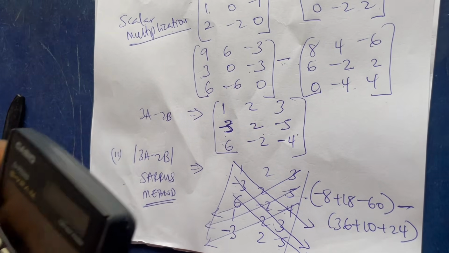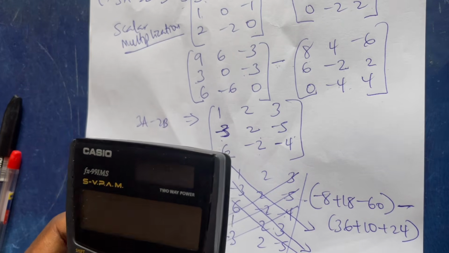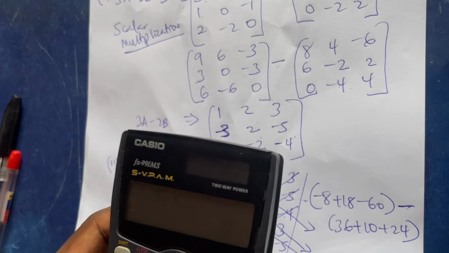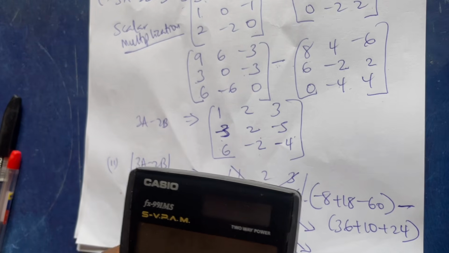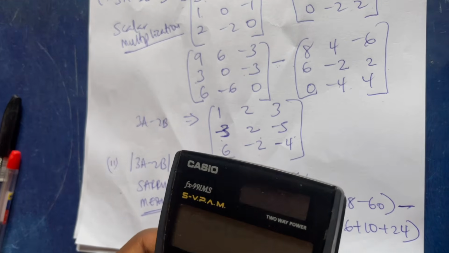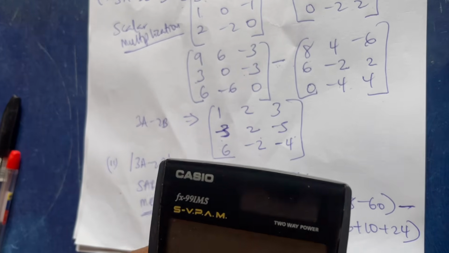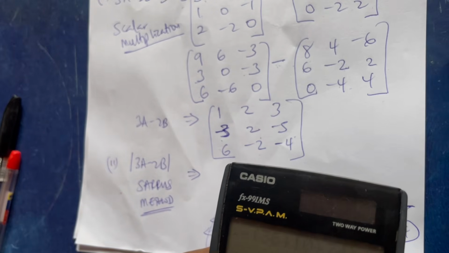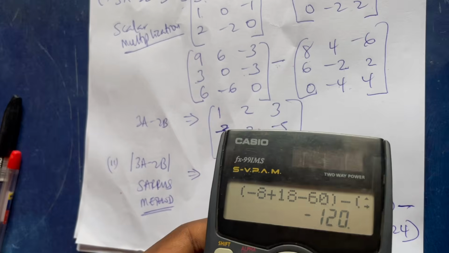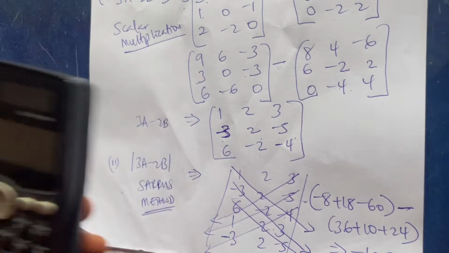Let me use calculator, so let me add this together. That will be bracket minus 8 plus 18 minus 60. So I'm pressing everything together in this calculator like this. So bracket 36 plus 10, then plus 24. So everything is giving me minus 120. So this gives me minus 120 as my answer.